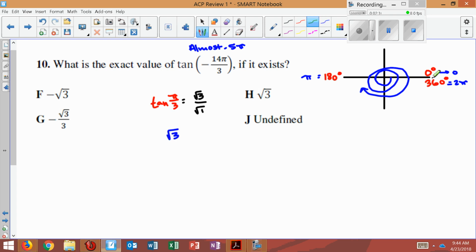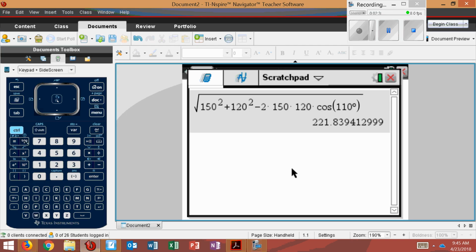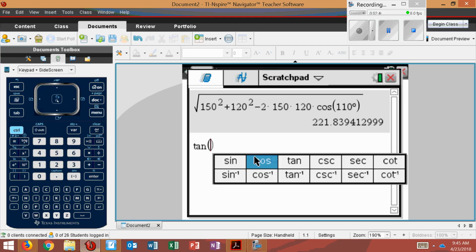And according to All Students Take Calculus, everything's positive. All are positive here. Sine and CSC are positive here. Tangent and cotangent are positive here. Cosine and secant are positive here. So we're in this quadrant. That means the T's are positive. Since we're a tangent, it's positive. That's our answer.